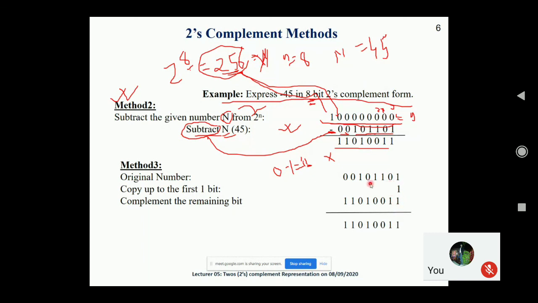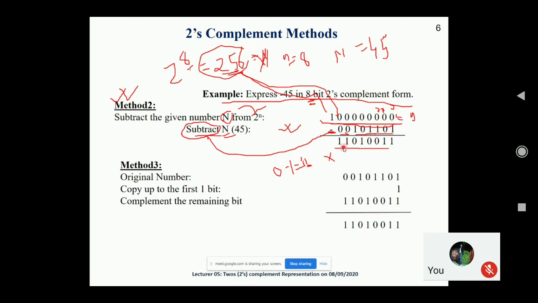And the other sequence from left to right, 0, 1, 1, 0, 1, 0, 0, we just complement. So 0 goes to 1, 1 goes to 0, 1 goes to 0, 0 goes to 1, 1 goes to 0, 0 goes to 1, and 0 goes to 1. And the same thing is the result. So the result is 1, 1, 0, 1, 0, 0, 1, 1.